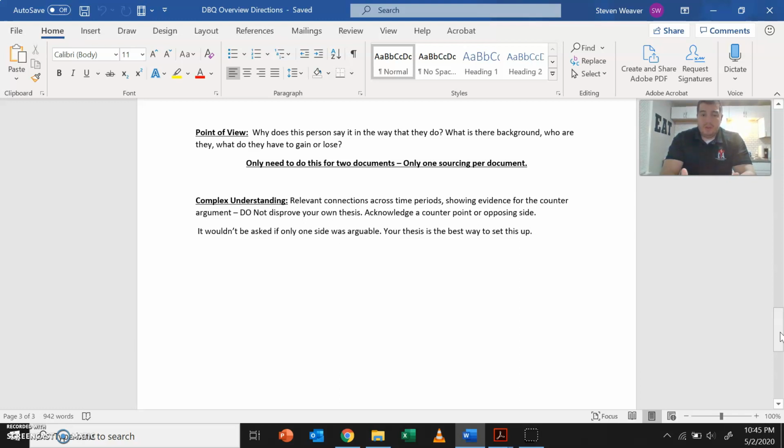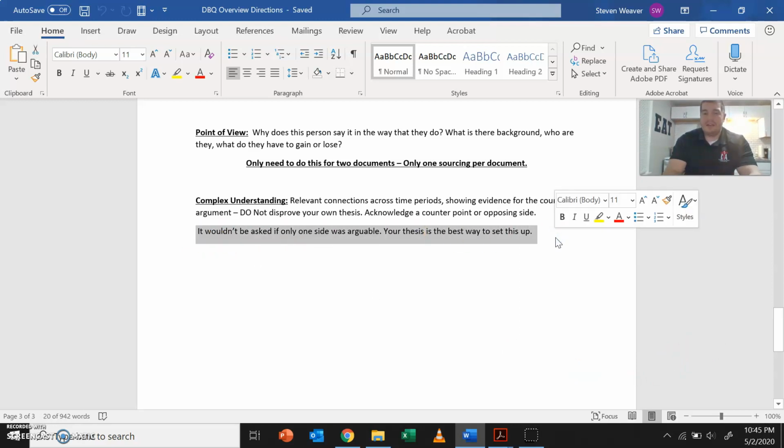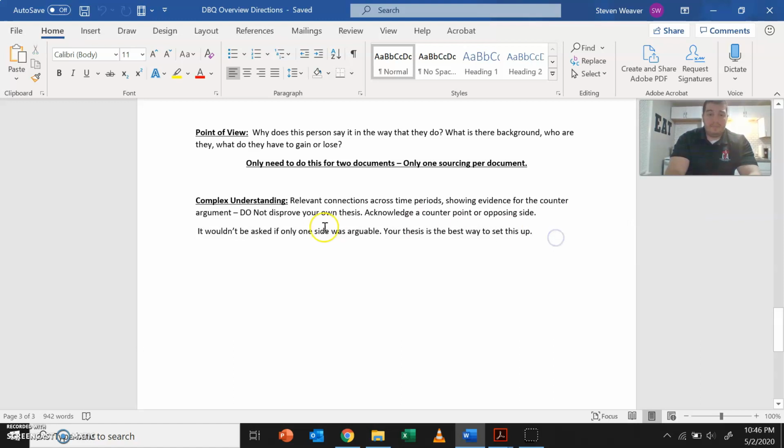If this argument was only one-sided or you could only argue one way, it wouldn't be an argument. So be sure to never say in your essay, you know, it's 100% this and not the other side, because that's just not true. The question wouldn't be asked if only one side was arguable. Your thesis is the best way to set this up. By putting the counterpoint in your thesis and having a paragraph dedicated to it, it can earn you this complex understanding point, and you can use all of those documents in your argument because part of your argument is the counterpoint.